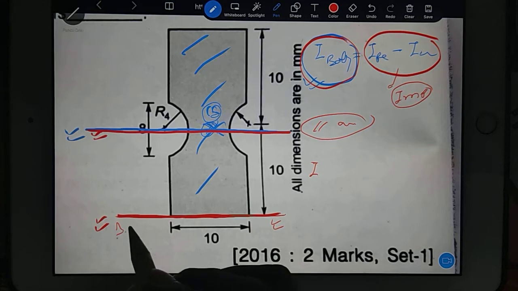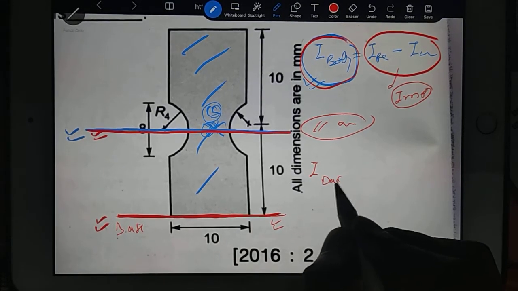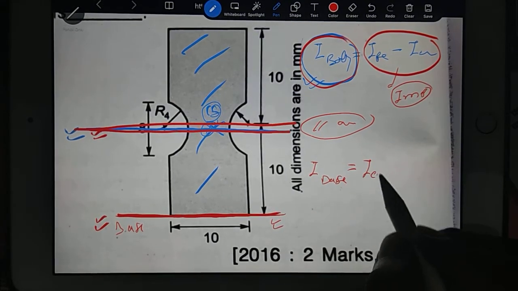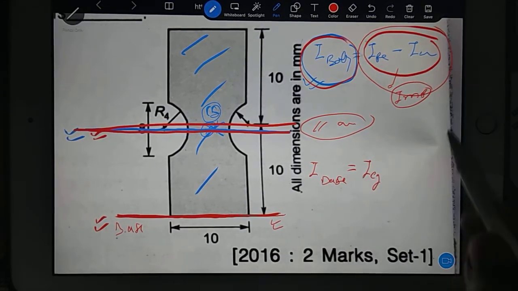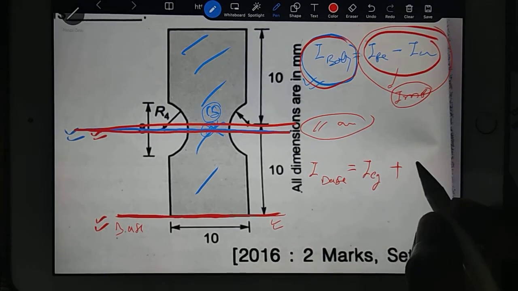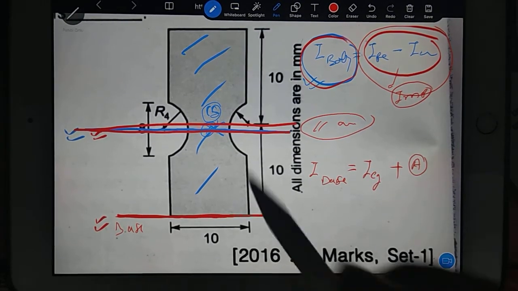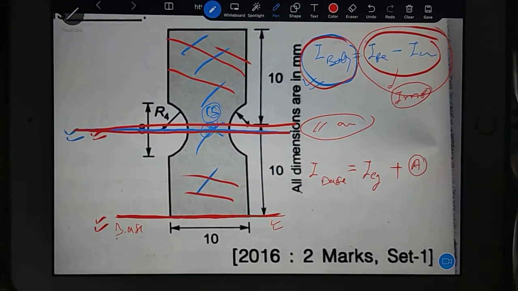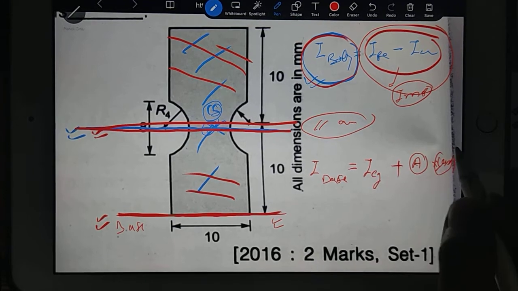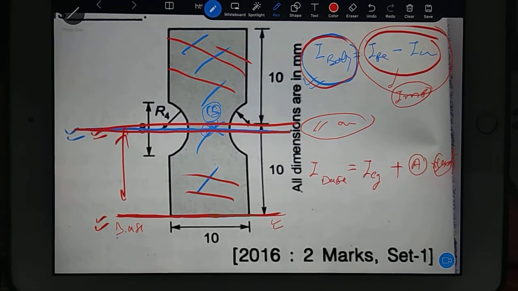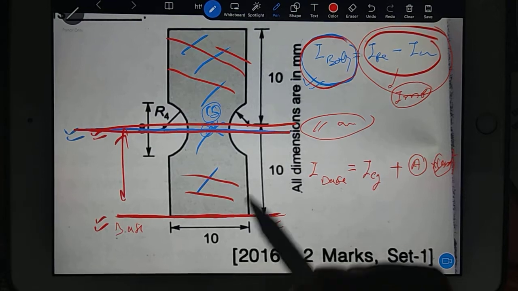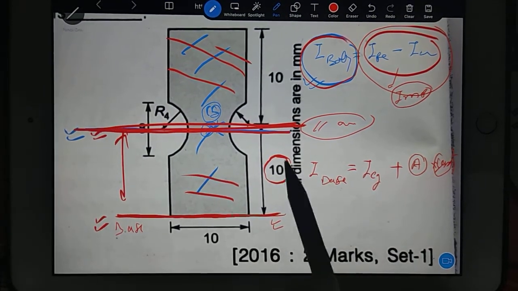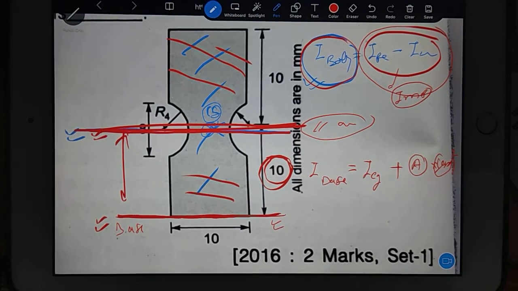Suppose I give it the name base. So I about base is nothing but I about centroid, that is, the total answer we will get here after subtracting, plus area, that is, the area of the entire gray object, into the gap square. Which gap? The gap between both the lines. That is already given here as 10. So I will square that.